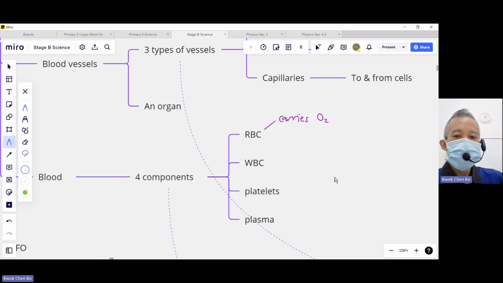Again, not surprised here. Basically, they are red because of the iron inside, but we won't go into detail. White blood cell, actually, there are 4 types. However, you do not need to know them. In general, they fight infection.